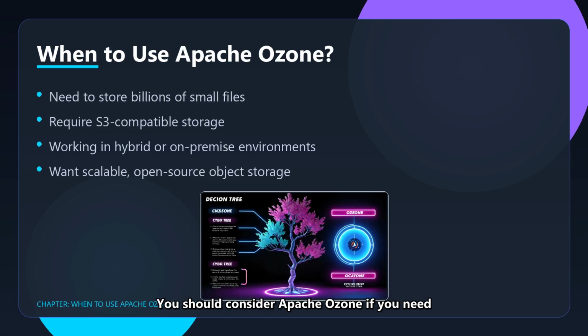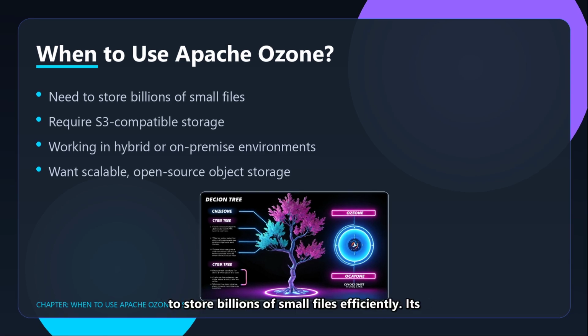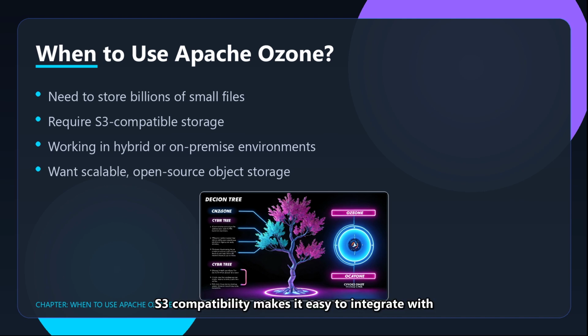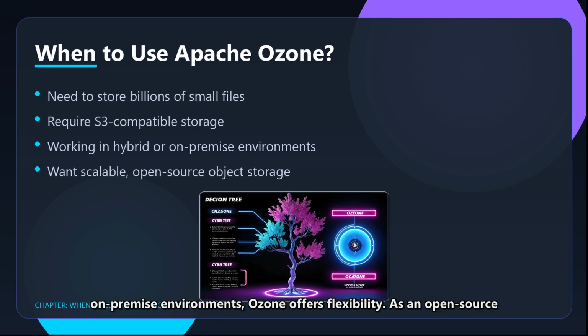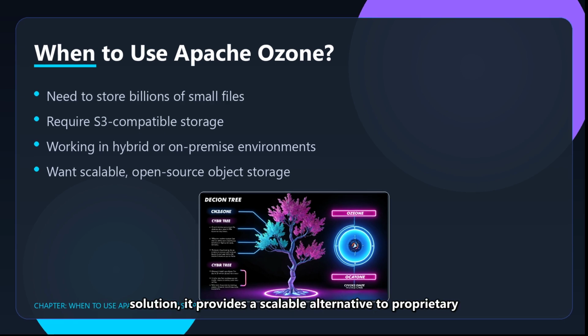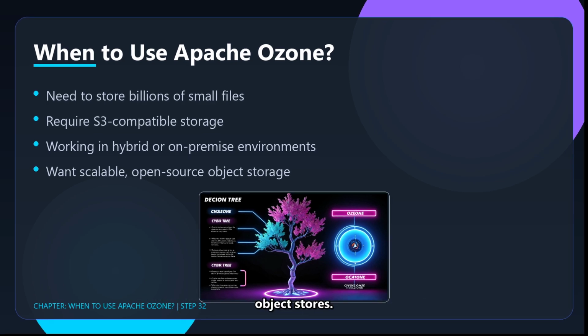You should consider Apache Ozone if you need to store billions of small files efficiently. Its S3 compatibility makes it easy to integrate with existing tools. If you're working in hybrid or on-premise environments, Ozone offers flexibility. As an open-source solution, it provides a scalable alternative to proprietary object stores.